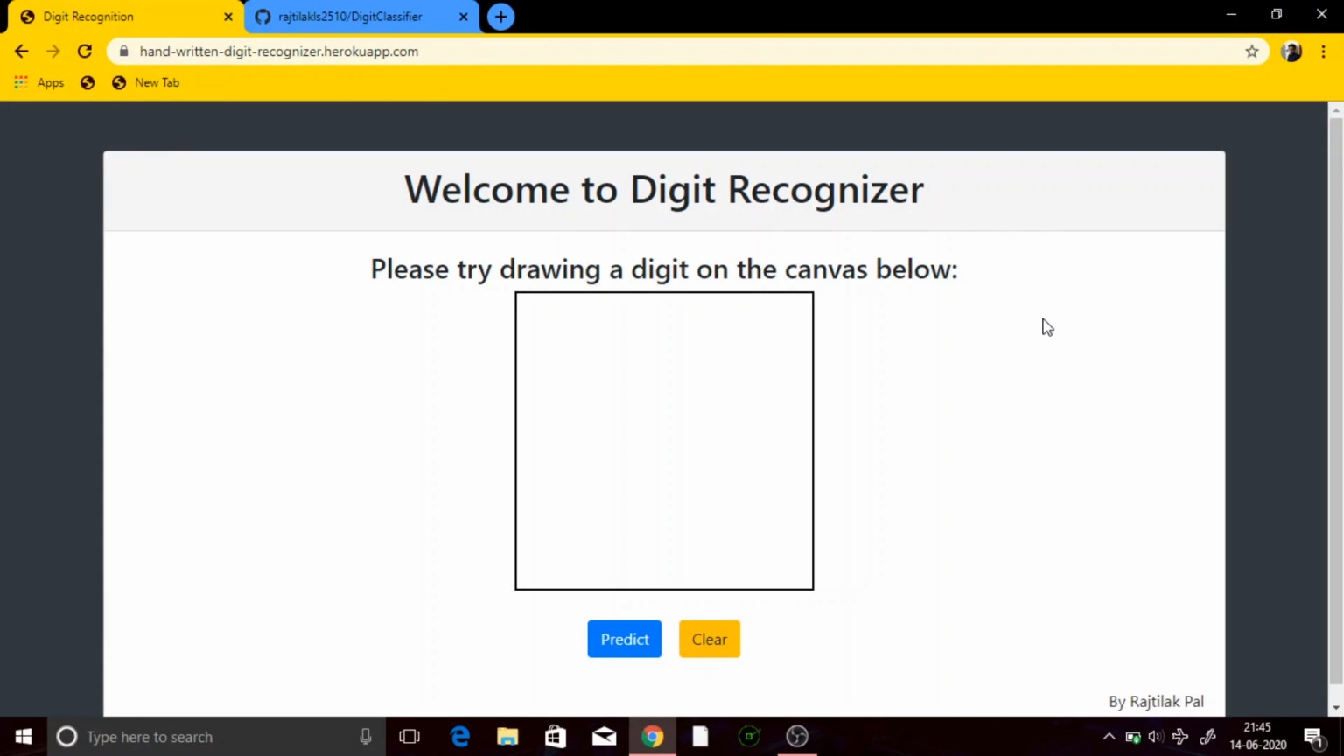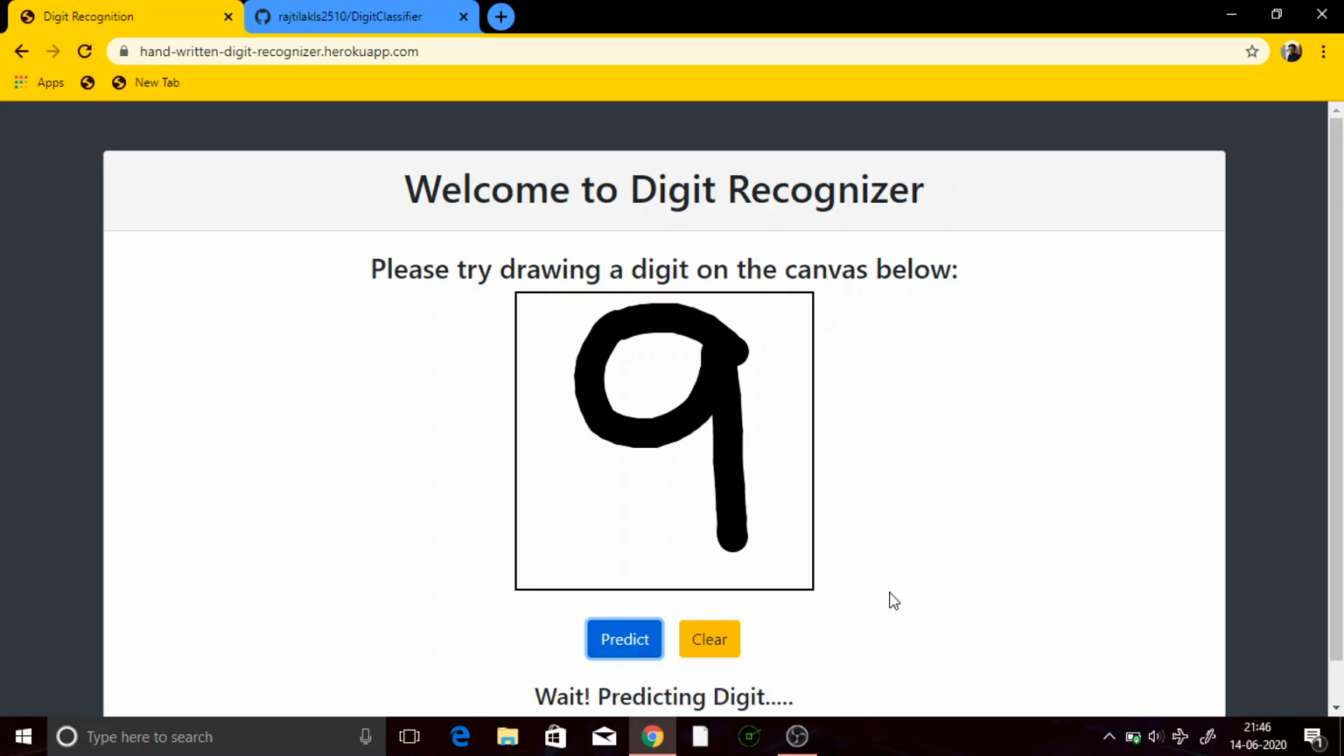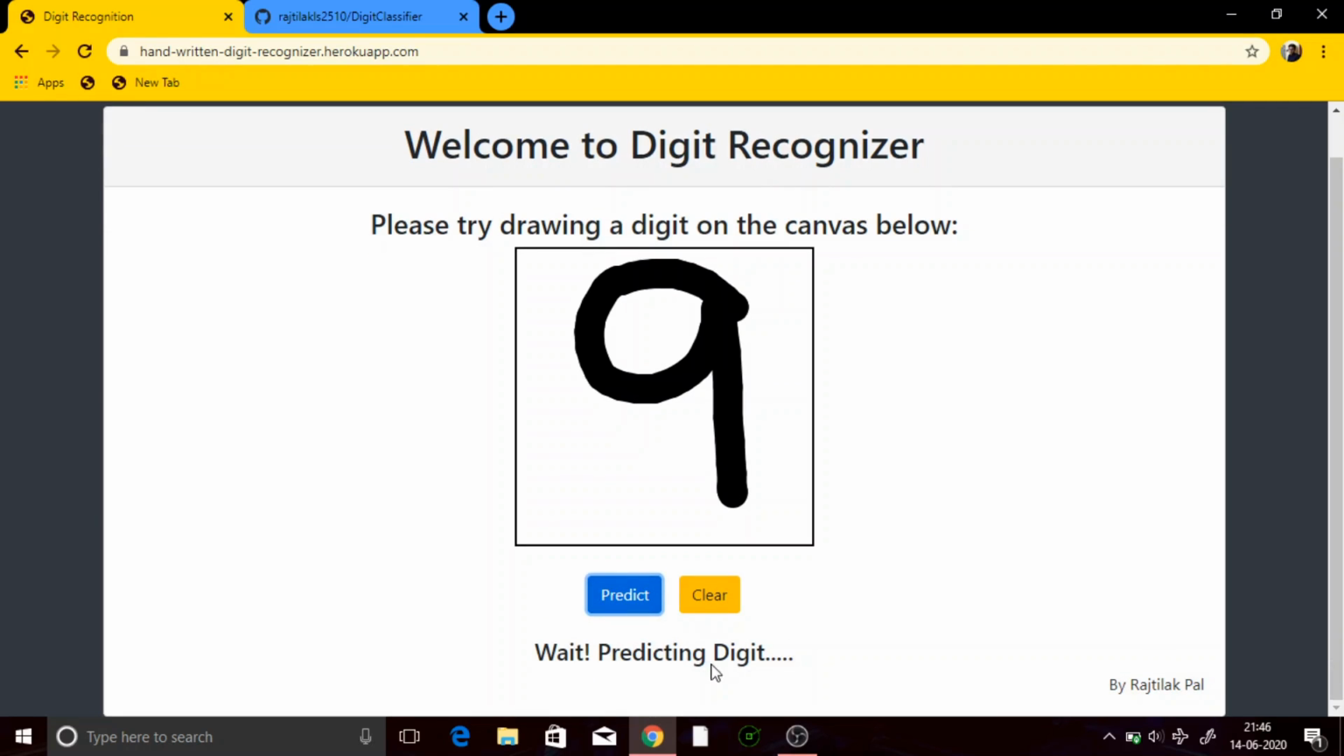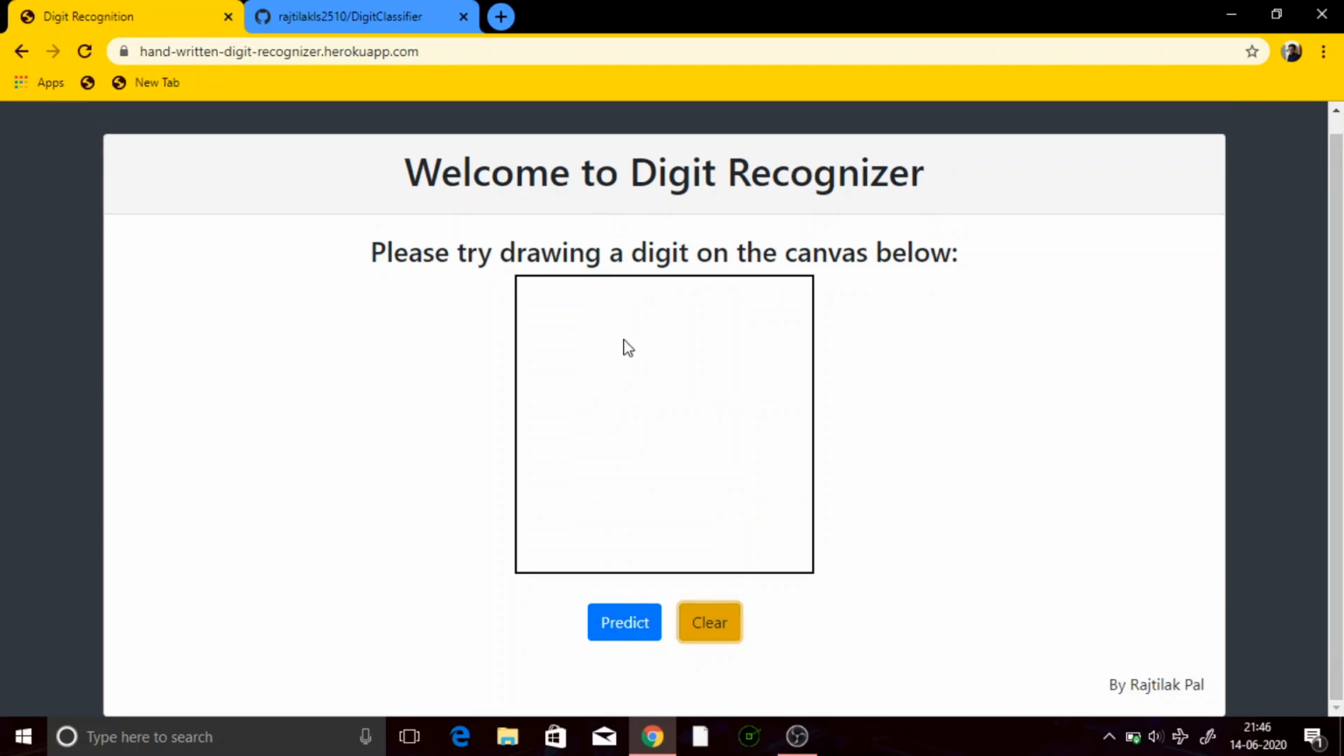Yeah, digit recognizer. So whatever digit that you draw on this canvas, a deep learning model will try to identify what digit you have written. So if you write 9, let's see what it predicts. It's predicting and it predicts 9.